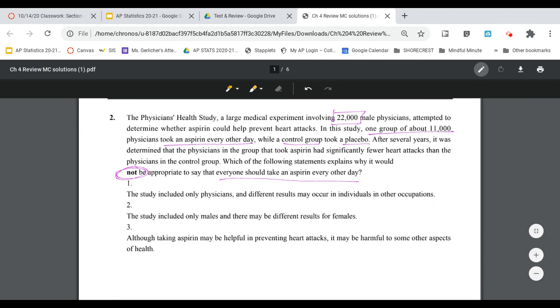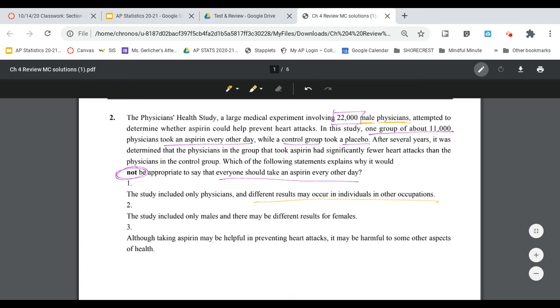Okay, number 2. So which of the following statements explains why it would not be appropriate to say that everyone should take an aspirin every other day? Okay, so what's wrong with this? So specifically, they said that it is male physicians that were doing this. So because the sample was not a representative sample, not a random sample of everyone, it was only a sample of male physicians, you can only generalize the results to a population of male physicians. So different results may occur in individuals in other occupations.